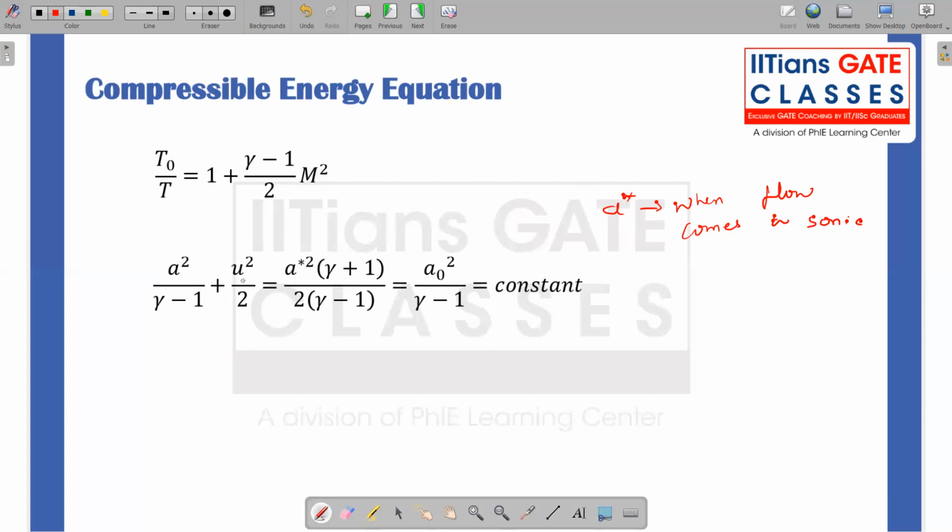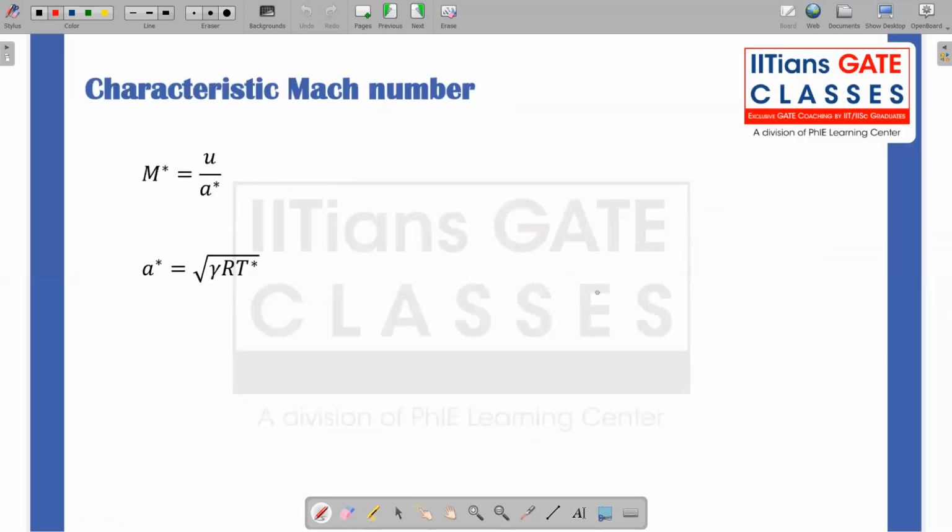The energy equation can also be written in terms of the characteristic speed of sound. Also, this is a well-known form, using the stagnation speed of sound, the speed of sound at stagnation condition. So this is equal to constant. This is a very important energy equation formulation, which is useful for deriving normal shock wave properties, the property changes across the normal shock wave.